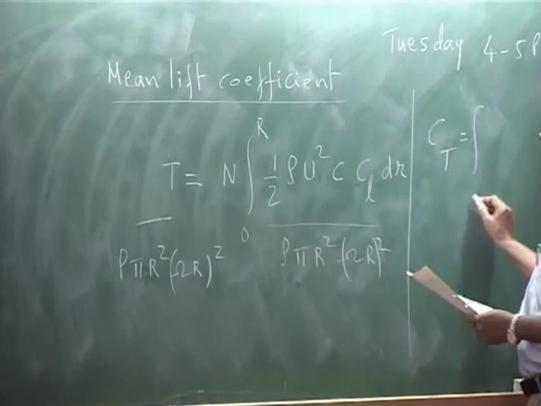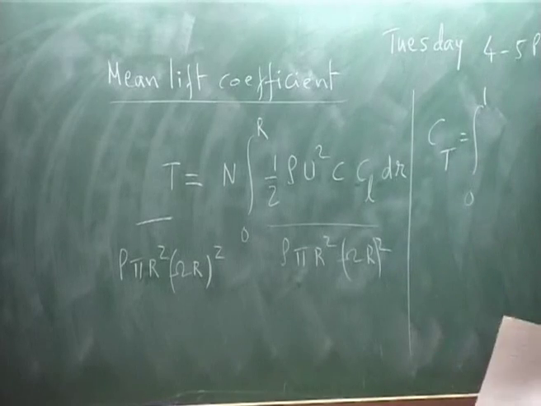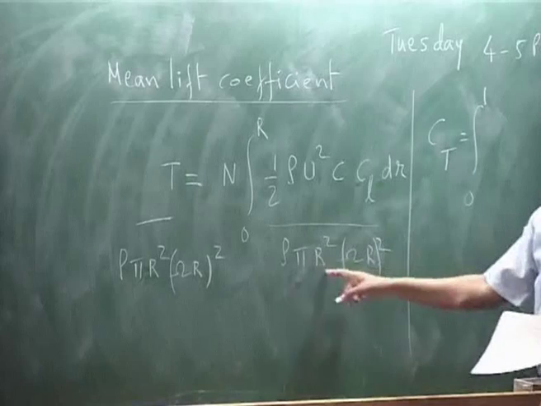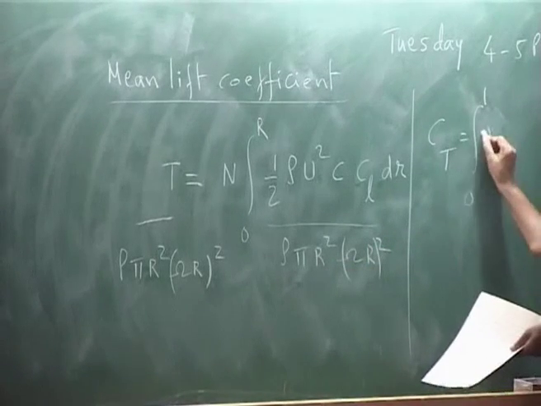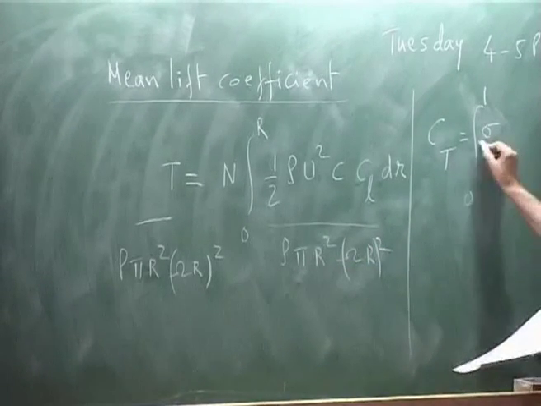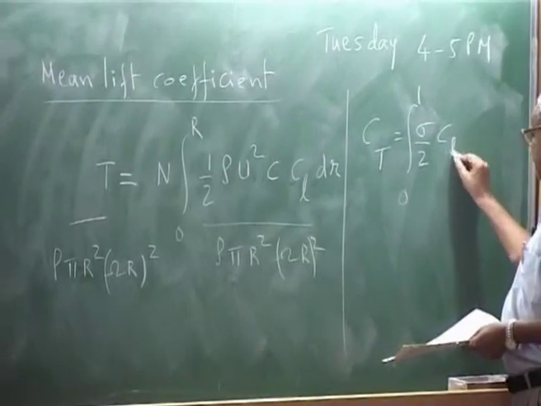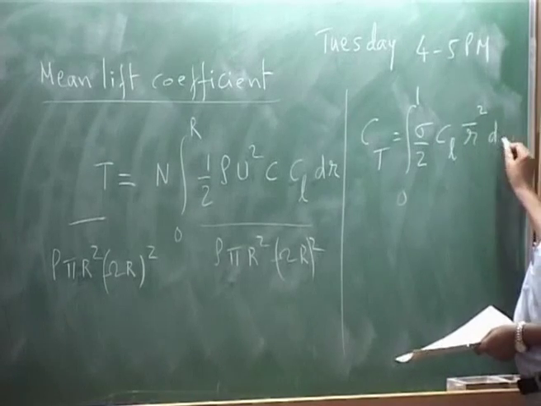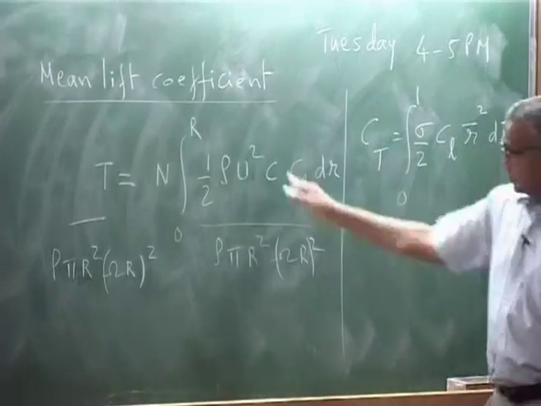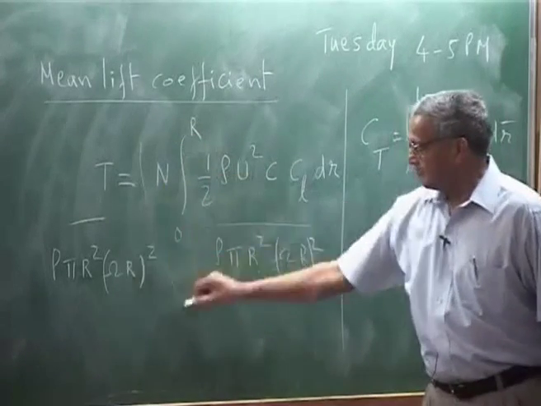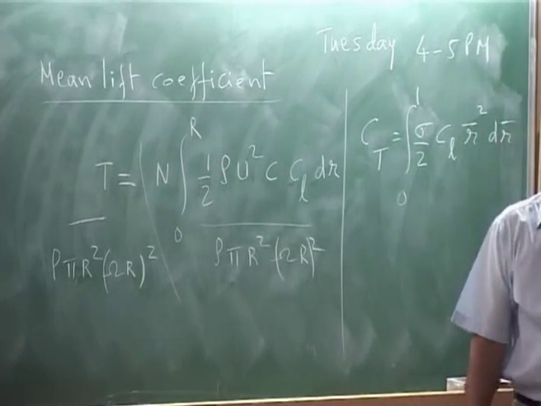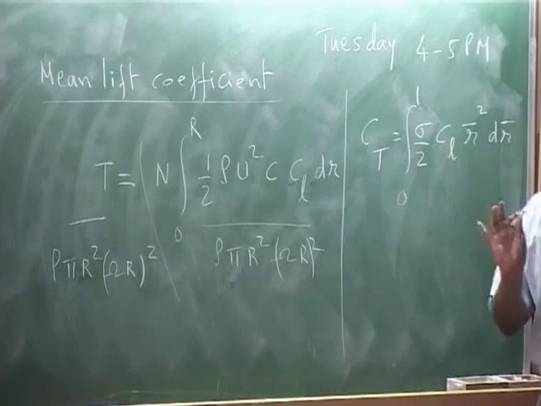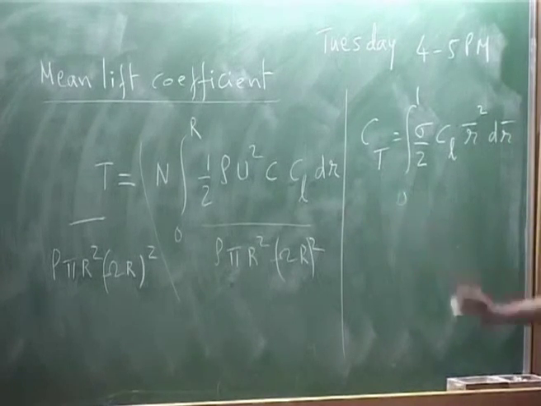essentially this is equal to 0 to 1, and this half factor is there, n c over pi R, that will become sigma over 2 CL r bar square d r bar. That is what the right side non-dimensionalization gives. This you must know by now, immediately write it.